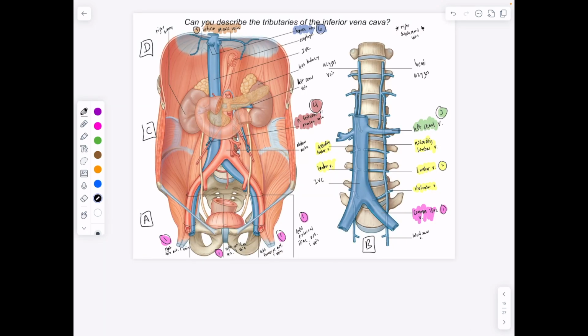All right, can you describe the tributaries of the inferior vena cava? So this is kind of a mess. I apologize for the slide, it's just hard to label without making it look messy. But starting down here, we have the right femoral artery. Then, tracing that upwards, we have the external iliac artery. So just renaming it, again, on this side, we have the left femoral artery and vein.